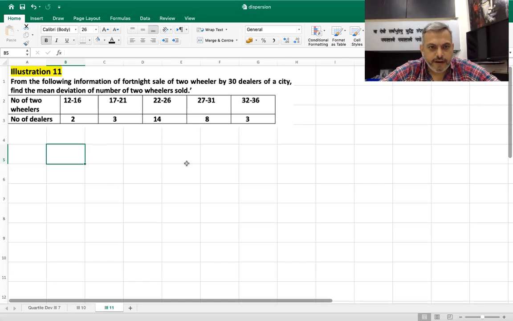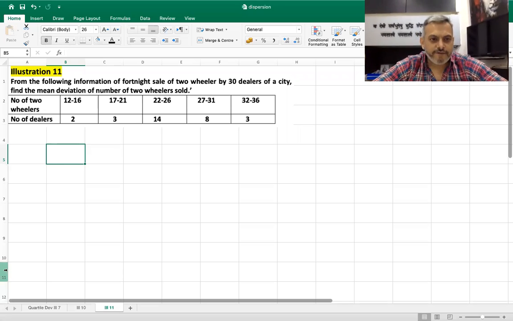Now illustration 11. The exercise sums are already solved in my video lecture, so they are already there on the app, and that's why I'm solving the illustration, so that you have both the illustration and the exercise sums solved. Illustration 11: from the following information of fortnight sale of two-wheelers by 30 dealers of a city, find the mean deviation of the number of two-wheelers sold. You also have to find the coefficient of mean deviation.